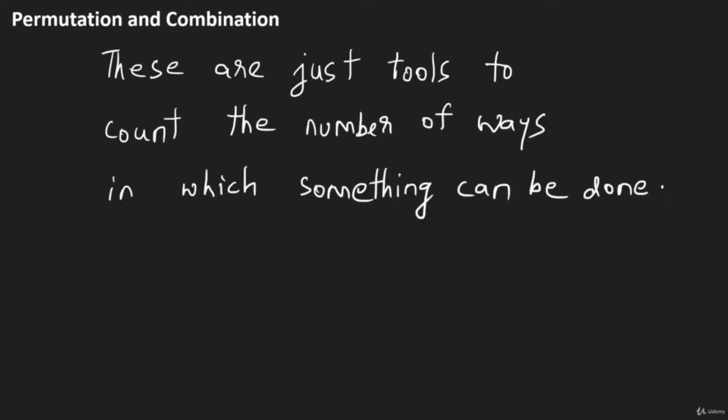In this section, we try to understand permutation and combination in great depth. Alright, now what do we mean with permutation and combination? These are just tools that help us to count the number of ways in which something can be done. Let's try to understand it in greater depth.